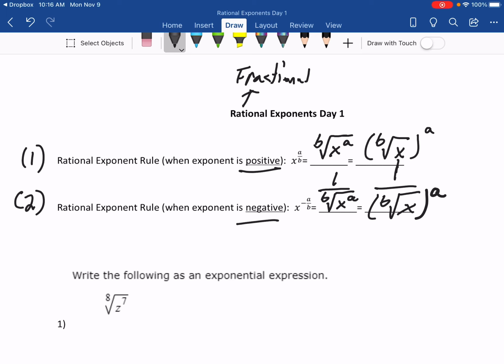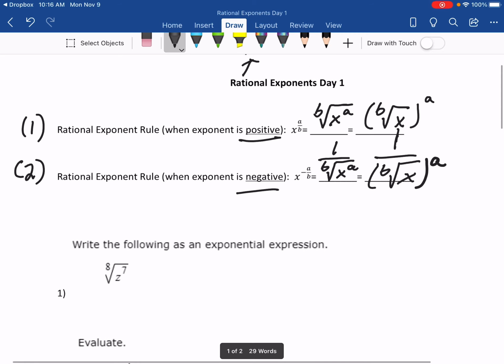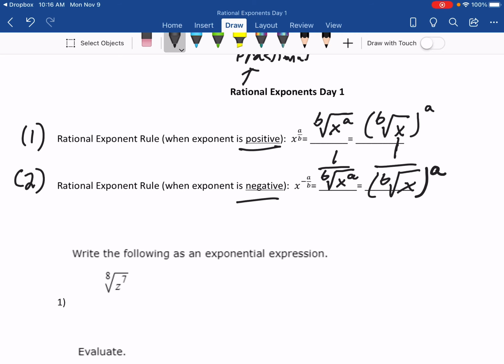All right, let's take a look at how we use this. So we have an expression with a root. We want to write this as a rational exponent. So if we use our rule, x to the a over b is equal to the bth root of x to the a. Okay, so our index, our root here is 8. That's b. So we know b is 8. The exponent inside the root is 7. That's a. So we know a is 7. So x to the a over b would be x to the 7 over 8.